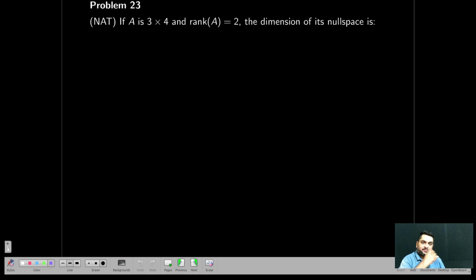Next, if A is a 3 cross 4 matrix and rank of A is equal to 2, the dimension of null space is. So the rank nullity theorem says rank plus nullity is equal to the number of columns. Number of columns is 4. So nullity is equal to 4 minus 2, which is 2.